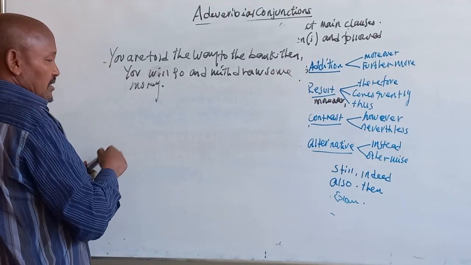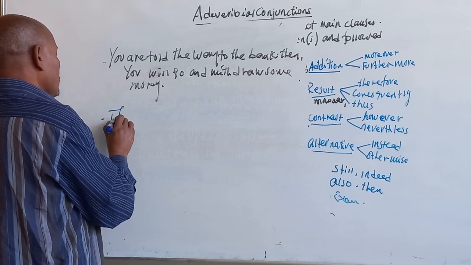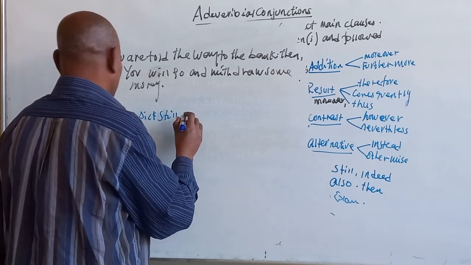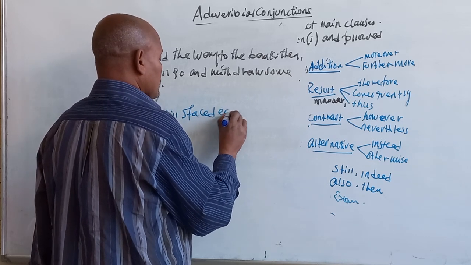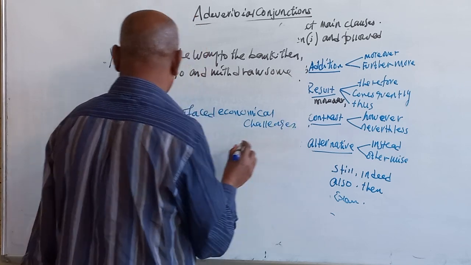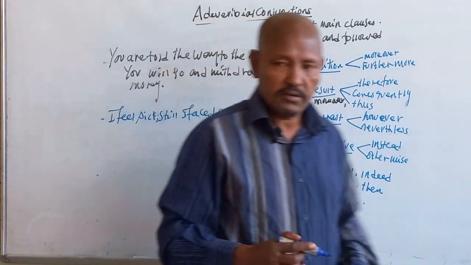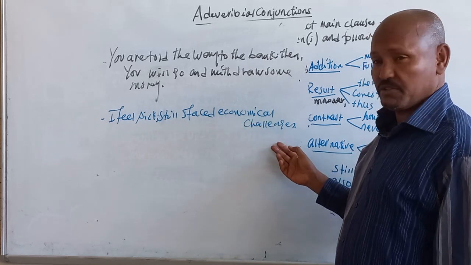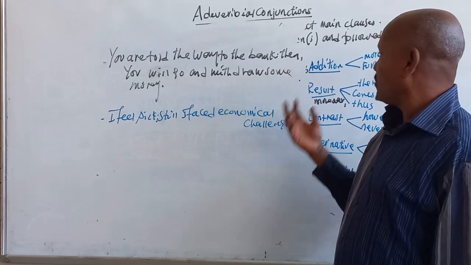And the other is still maybe, yes. Still, maybe. Yeah. I feel sick. And yeah, the other maybe. I feel sick still. I faced economical challenges. Look at this one. And here are two, and there is a semicolon here. Look here, the examples. I feel sick here, and still I face economical challenges. So this still is appropriate here. It is an appropriate adverbial conjunction here.